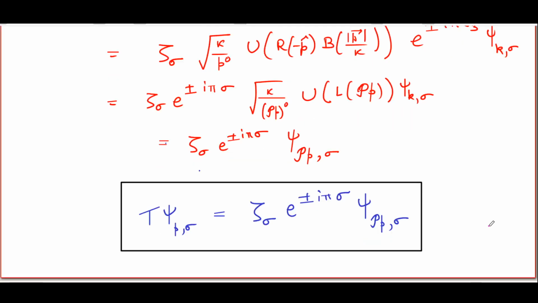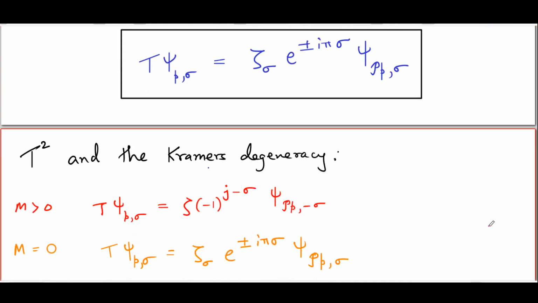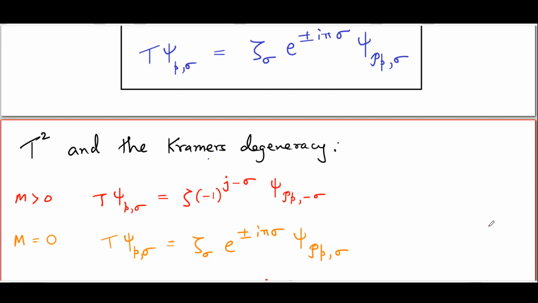For the time being, let me just introduce you to a very nice consequence of the fact that time reversal is an antilinear operator, which follows directly from what we have written down here. We are going to take a look at what T squared does to the state psi p sigma. And for this, we are going to consider both massive and massless particles. For massless particles, as we have just seen, T psi p sigma is simply zeta sigma e to the plus minus I pi sigma times psi curly p comma sigma.